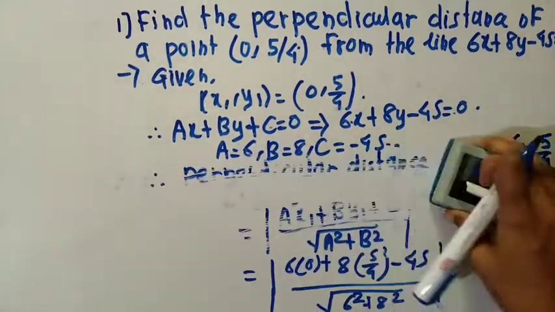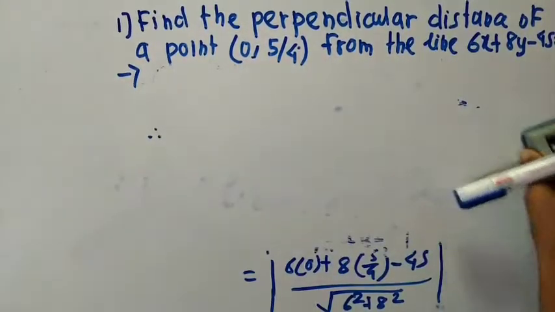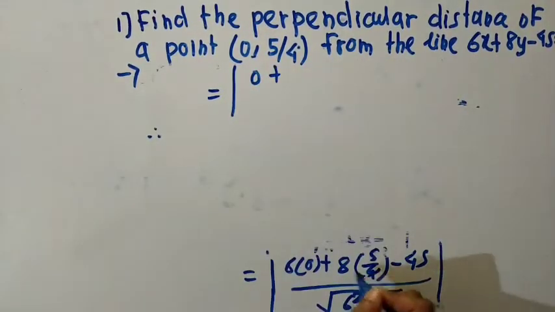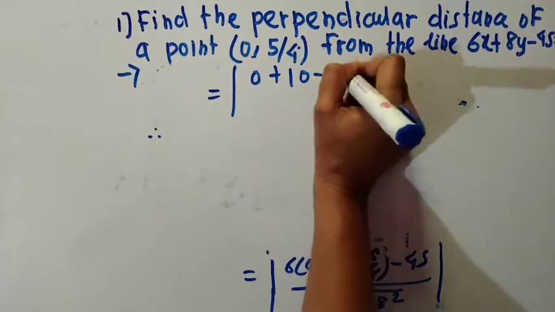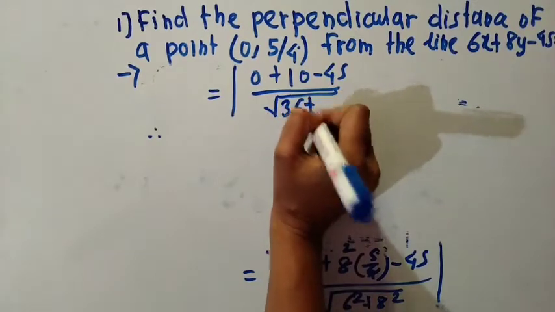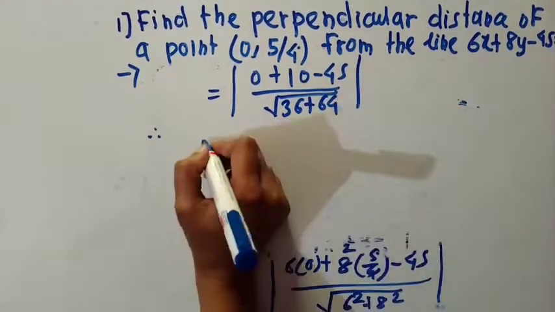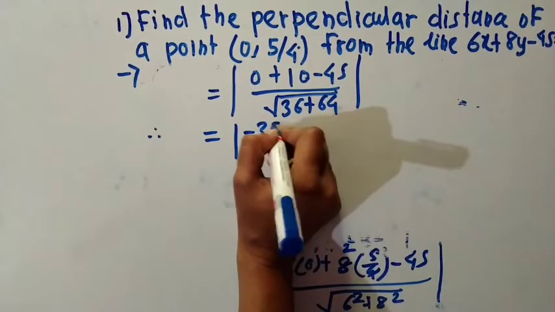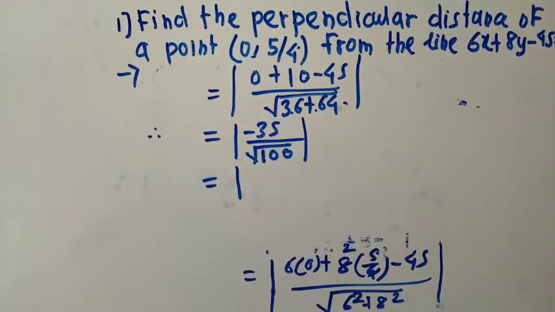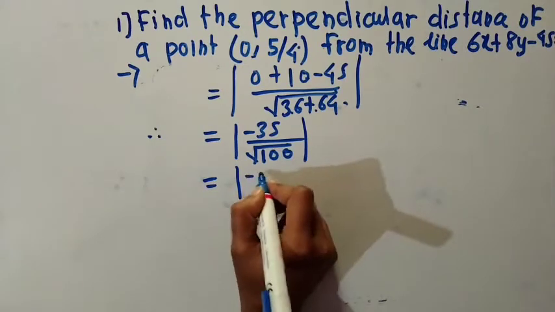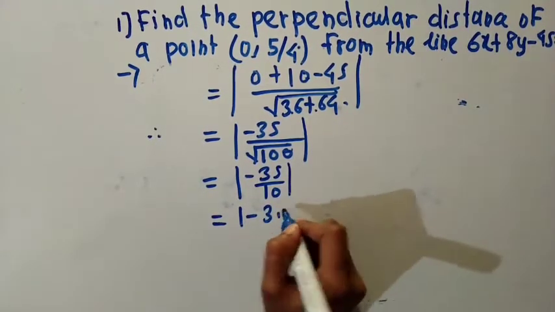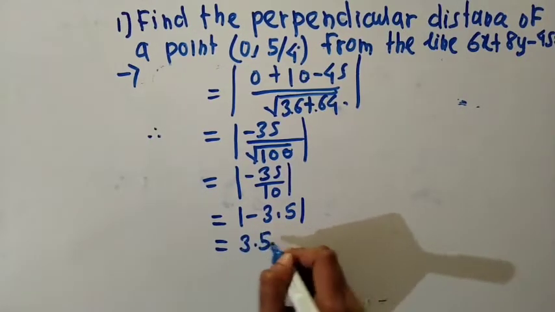Then we get 6 into 0 is 0, plus 8 into 5/4 is 10, minus 45, upon root of 36 plus 64, which is 100. So 10 minus 45 is minus 35, upon root 100, which is 10. Hence we get 35 upon 10 is 3.5 units.